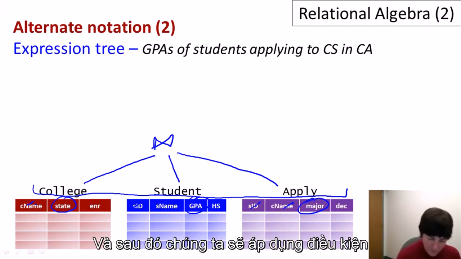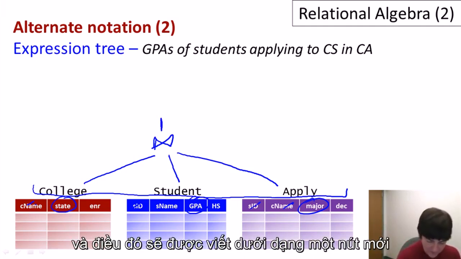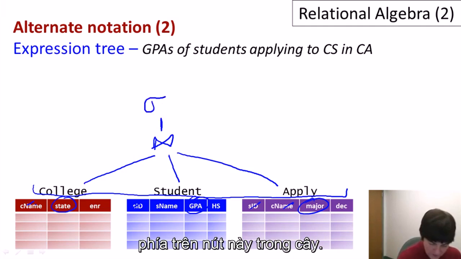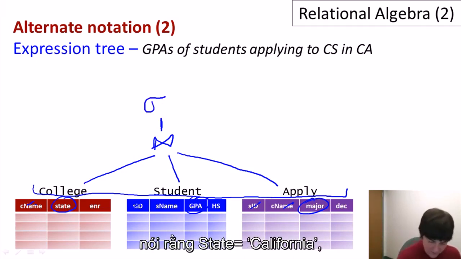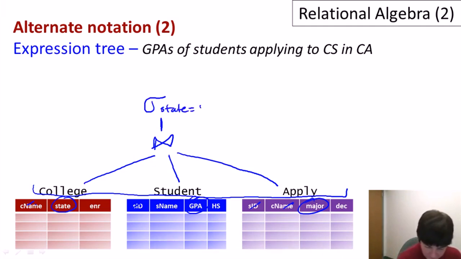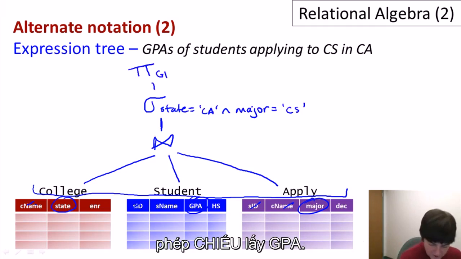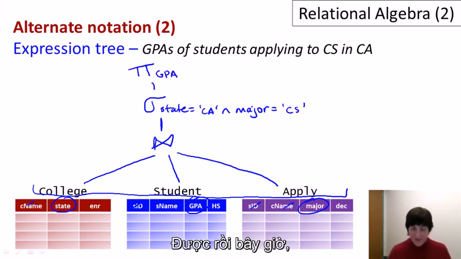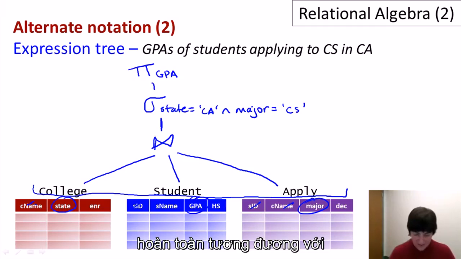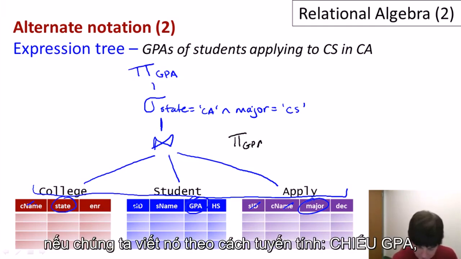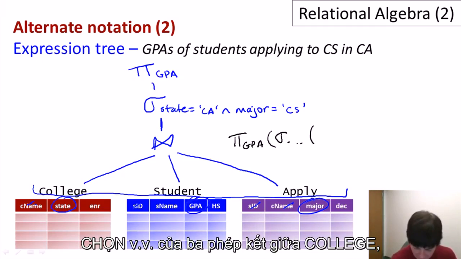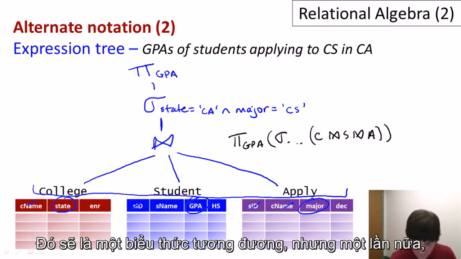And then we're going to apply to that, and so that's going to be written as a new node above this one in the tree, the selection condition that says that the state equals California and the major equals CS. And finally, we'll put on top of that the projection that gets the GPA. Now, actually, this expression is exactly equivalent to if we wrote it linearly, project the GPA, select, etc., of the three college, join, student, join, apply. I'm just abbreviating here. That would be an equivalent expression.